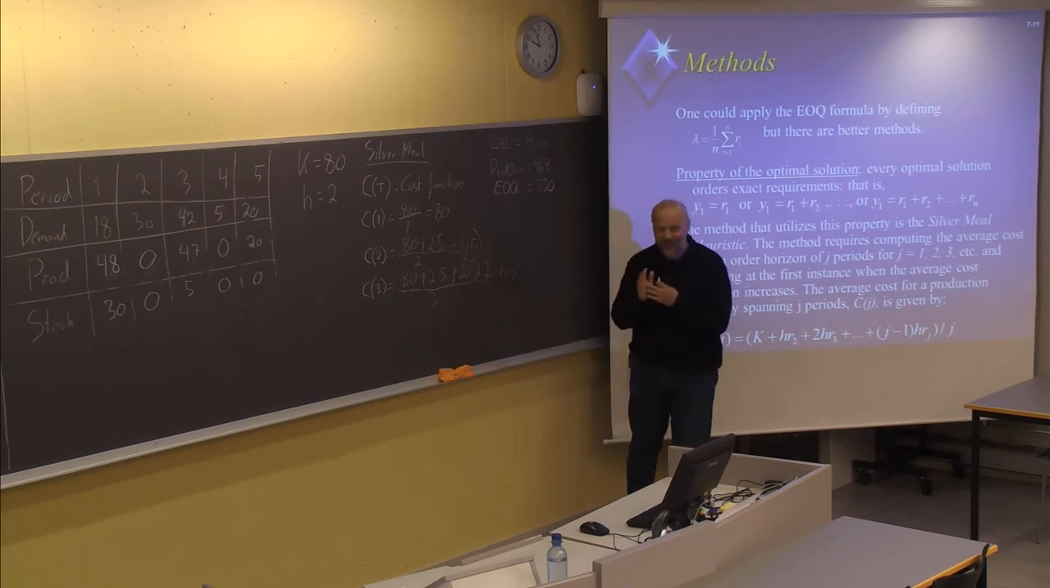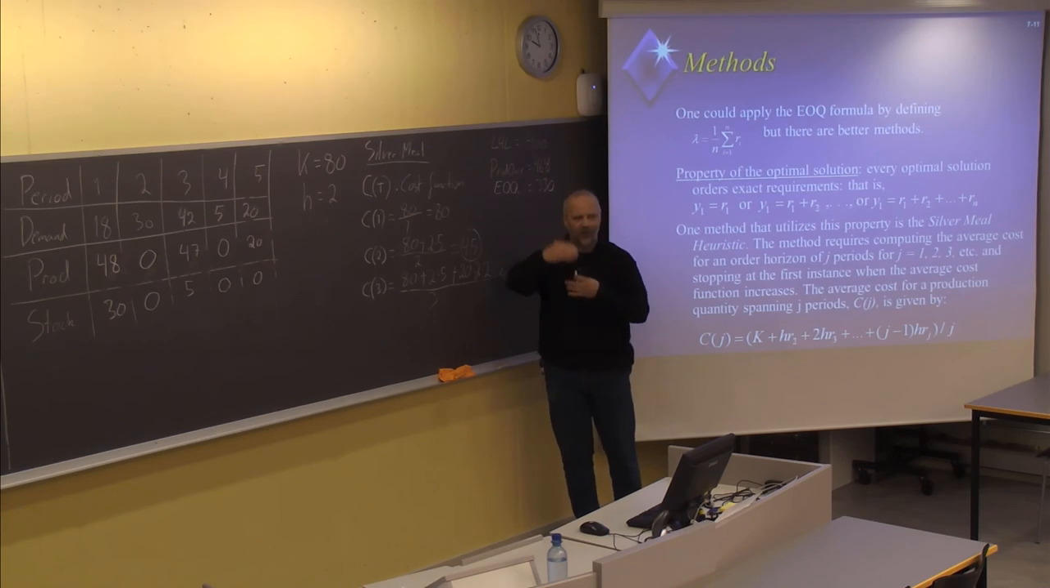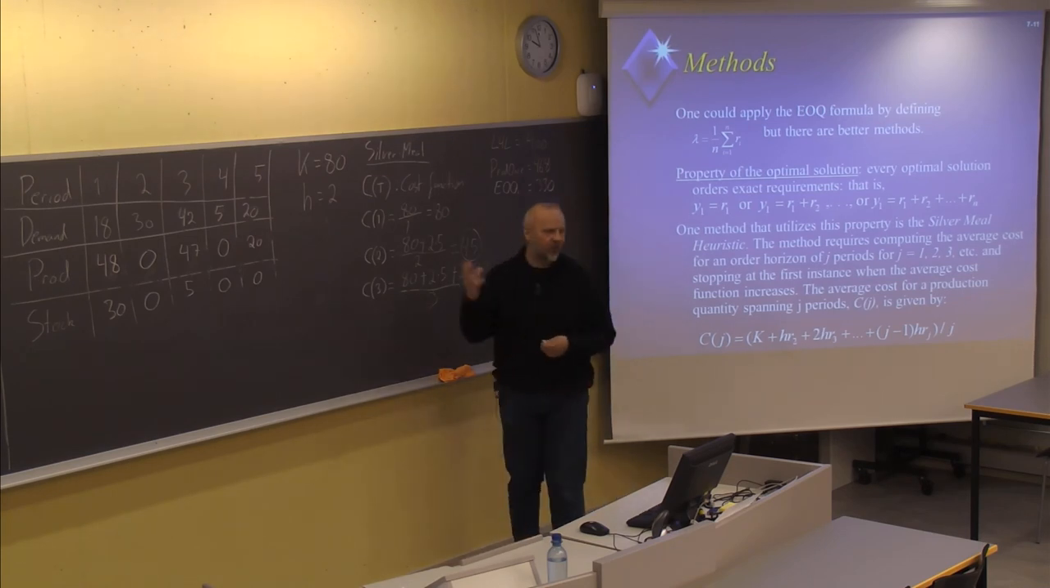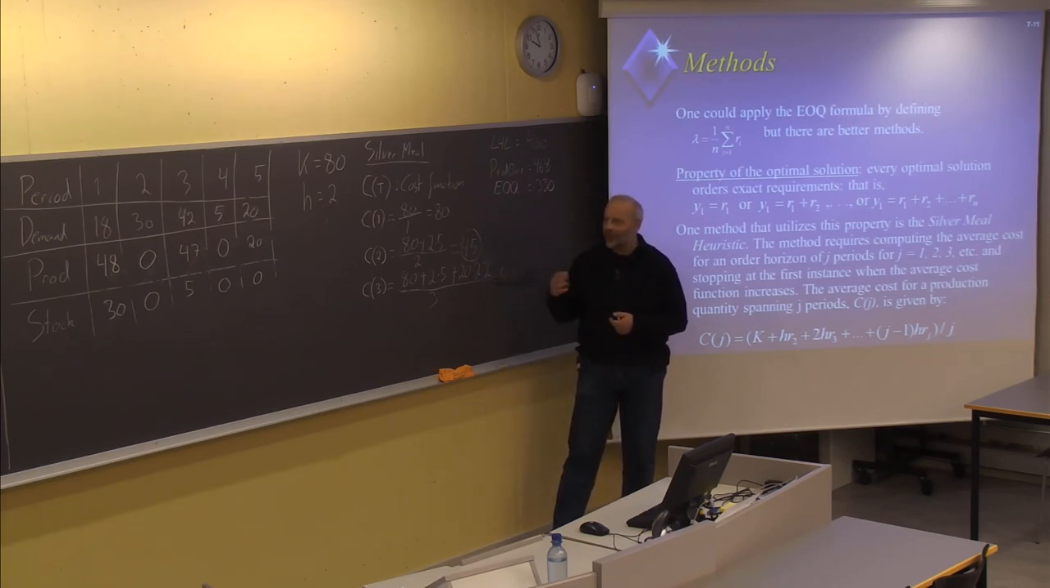this is a heuristic, yeah. And it's what we call a myopic. It can only see 1 period in advance. And that's why we cannot guarantee that this is the optimal solution. And we will see different heuristics in a while, which actually will give us different solutions.